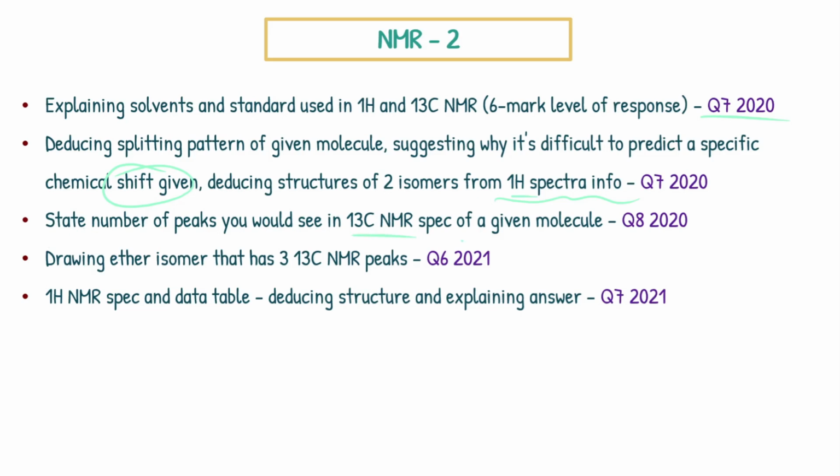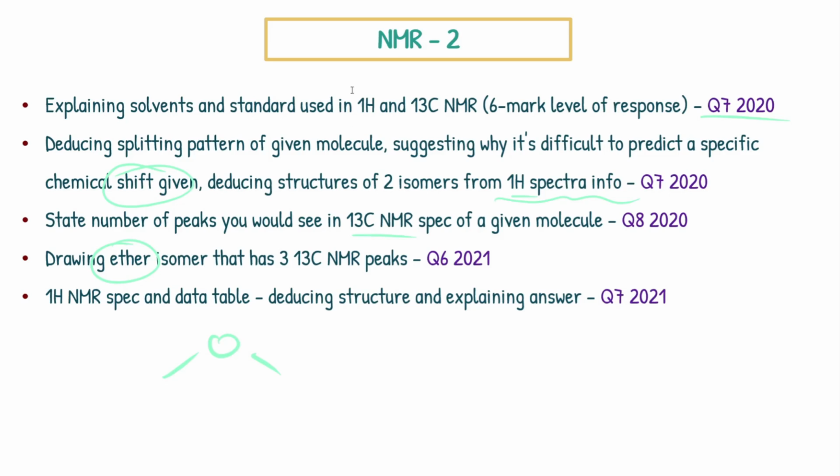State the number of peaks you would see in the carbon NMR spec of a given molecule. Here we had to draw an isomer that has 3 carbon-13 NMR peaks, and this was an ether. Okay, so OO like that. So like that. Okay, cool. Proton NMR spec and data table, and you had to deduce the structure and explain the answer. Okay, cool. That's NMR done.